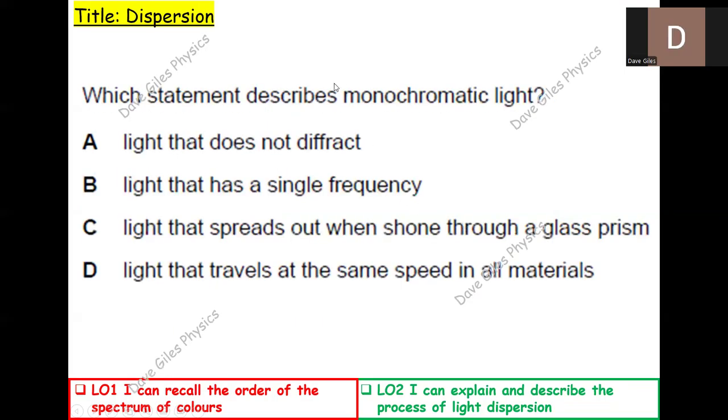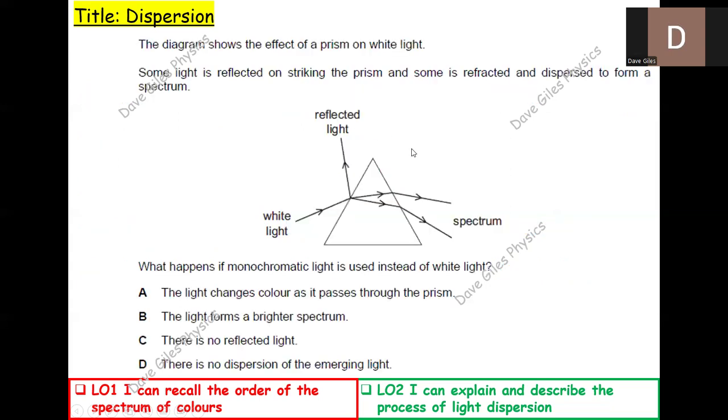Next question. Which statement describes monochromatic light? It's light with a single frequency. Okay, diagram here. Some light is reflected on striking the prism, and some light is refracted and dispersed to form a spectrum. What happens if monochromatic light is used instead of white light?